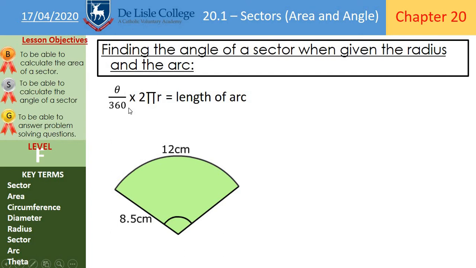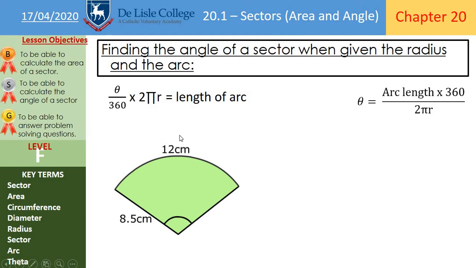Now, in order to do that, we have to get rid of a divide by 360. And we know that the inverse of dividing is to multiply. So we multiply by 360 on this side. We know that to get rid of a multiply by 2 times pi r squared, you have to divide.